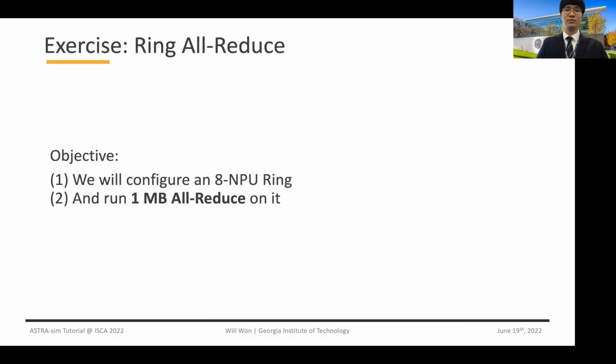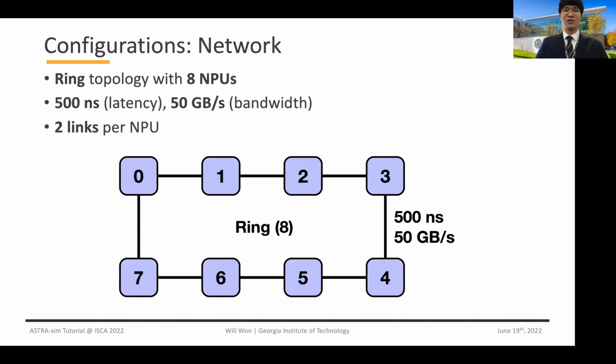Okay. So once this is done, what we want to do is create a simple ring with 8 NPUs and run a 1 megabyte all-reduce on it. So this is the 8 NPU ring. And now let's just use 500 nanoseconds as the link latency and 50 gigabytes per second as the link bandwidth. And as you can notice, each NPU has 2 links connecting it to other neighboring NPUs.